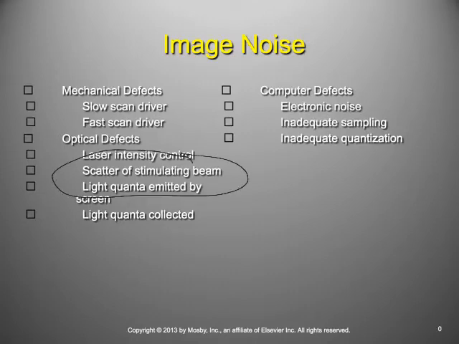And then there can be computer defects. There can be noise related to the computer. It can be inadequately sampled. It could have some kind of frequency problem, or it's not quantitated correctly. Even something like a solar flare, right, could influence the system.